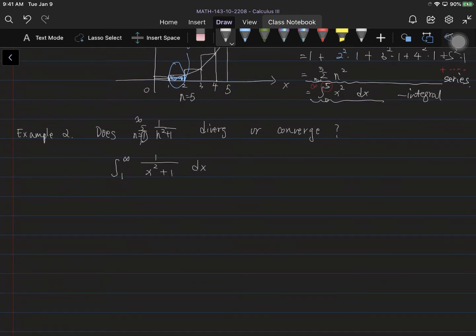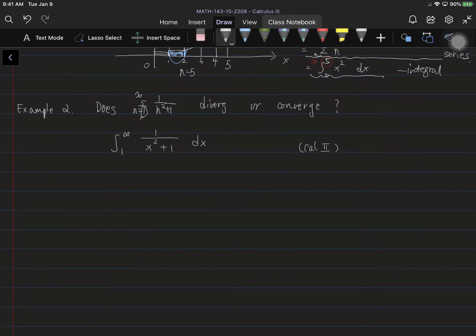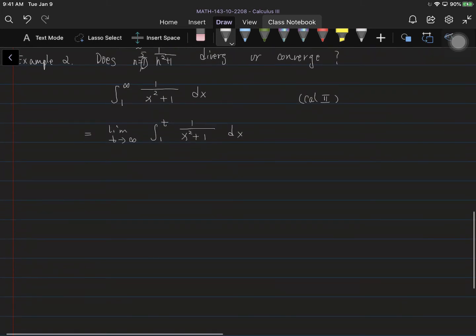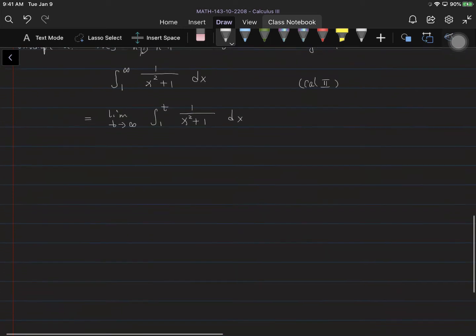I know you learned this in Calc 2, but it may have been a long time ago, so let's have a little review. What is an improper integral? How do we calculate it? For an improper integral, we set the upper limit to t, and then we make t go to infinity. You can also say 1 to b as b goes to infinity, it doesn't matter too much. Then we have the same function dx. Now we evaluate this integral, and at the end we find the limit.